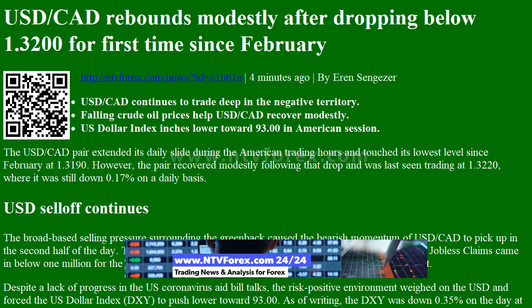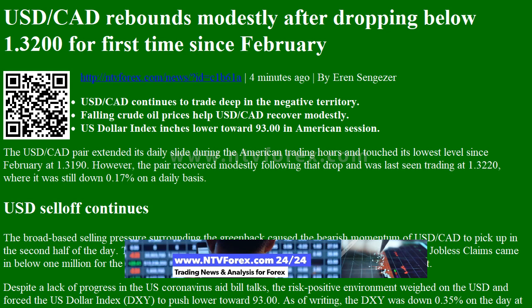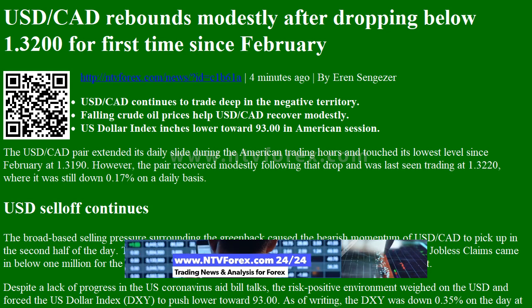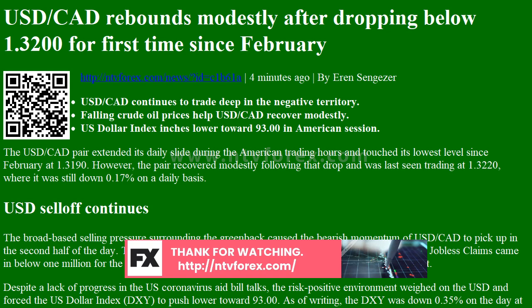USD CAD rebounds modestly after dropping below 1.3200 for first time since February. USD CAD continues to trade deep in the negative territory. Falling crude oil prices help USD CAD recover modestly. US dollar index inches lower toward 93.00 in American session. The USD CAD pair extended its daily slide during the American trading hours and touched its lowest level since February at 1.3190. However, the pair recovered modestly following that drop and was last seen trading at 1.3220, where it was still down 0.17% on a daily basis.